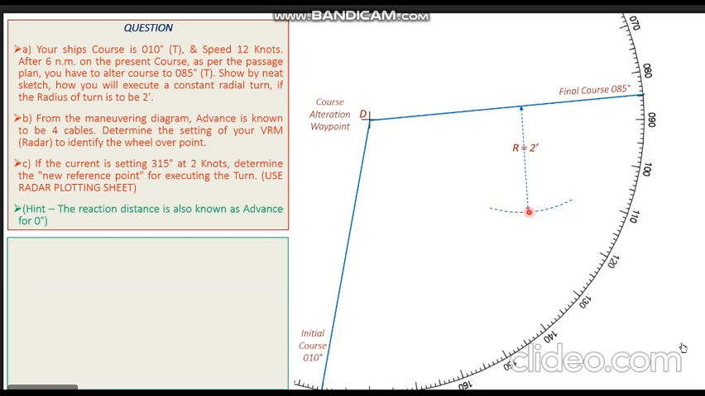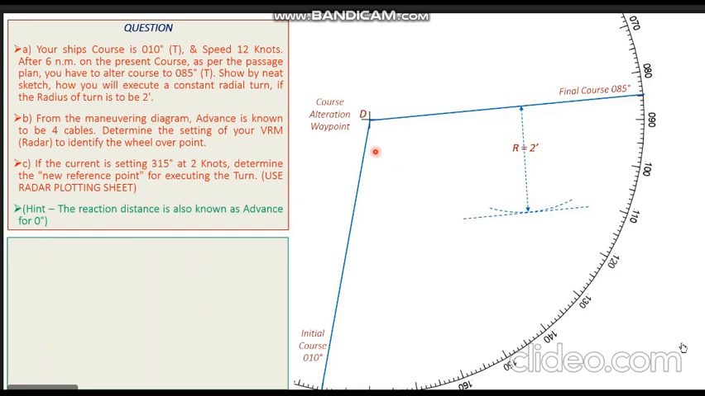Now I will draw a tangent to this arc, which is parallel to my final course. So I take up my parallel ruler or set square or sliding ruler, align it with my final course, and transfer it so that it is tangential to the arc. Let's now draw it. You can see this tangential line coming up on the plot. This is parallel to my final course, and the distance between these two parallel lines is equal to the radius of my turn, which is 2 nautical miles.